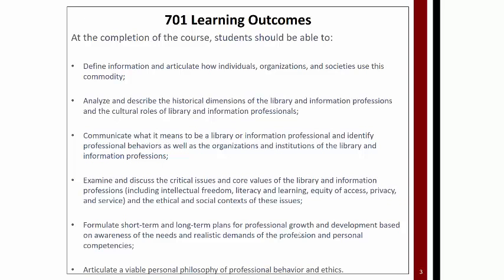Next, you will formulate short and long-term plans for professional growth and development. These will be based on your awareness of the needs and the realistic demands of the profession and personal competencies. And finally, you'll be able to articulate a viable personal and professional philosophy of professional behavior and ethics.